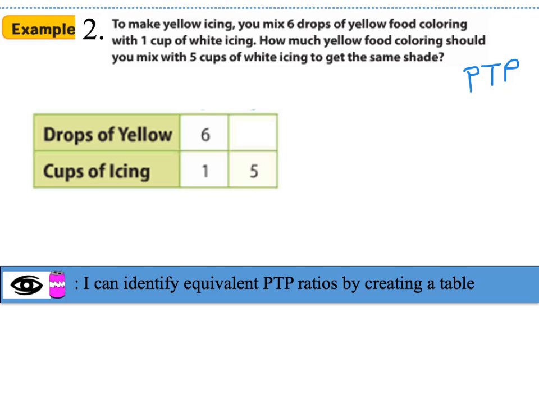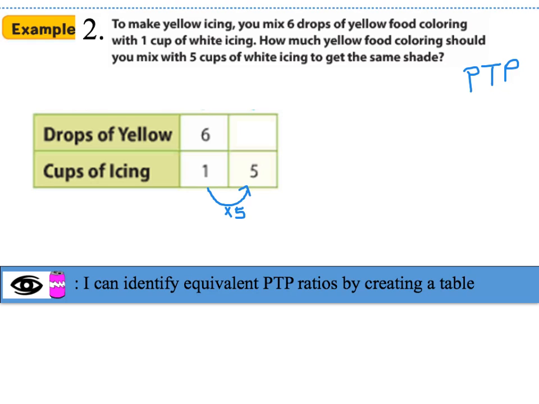So what we can do is we can start writing our ratio table. This is a part to part, so I've got them in row form this time. I've got 6 drops of yellow, so the 6 goes on the top, and the 1 cup of icing goes on the bottom. So I'm going to scale forward by multiplying the 1 by 5. So I'm times it by 5. That's how I got the 5 in that first box.